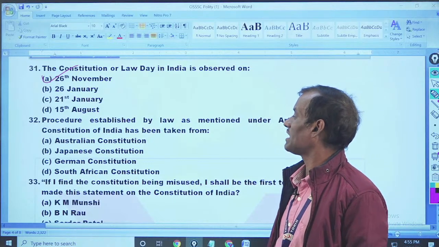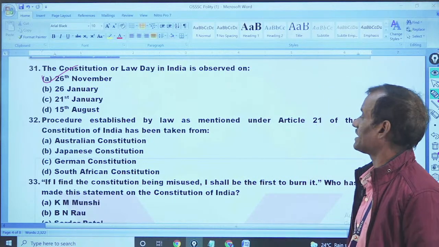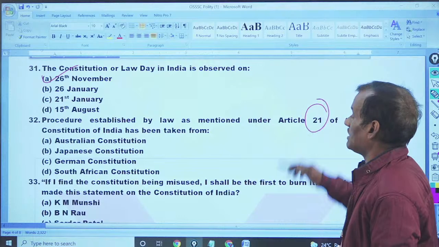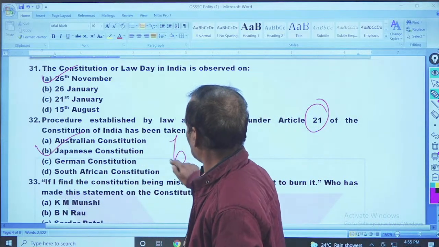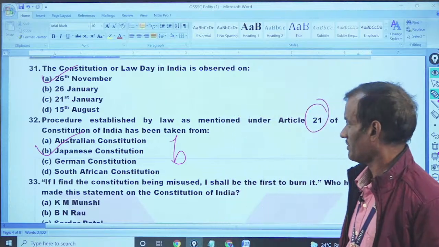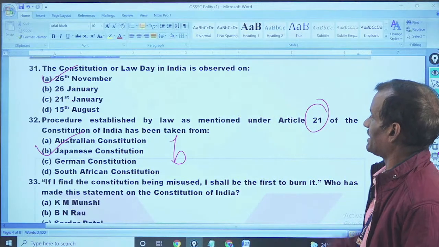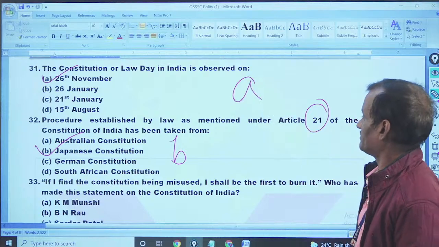Procedure established by law, as mentioned under Article 21 of the Constitution, has been borrowed from the Japanese Constitution. We have already discussed it. That is B. Then the next question, it is A, it is B.